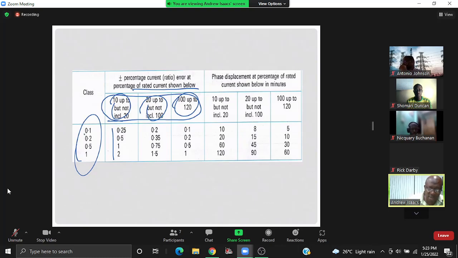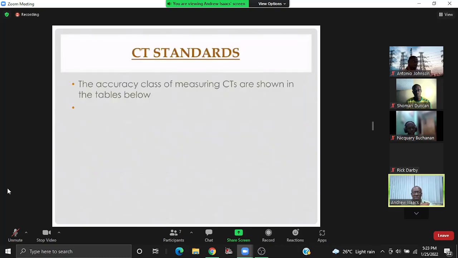What it says is that for a class 1 CT, the ratio error, the percentage ratio error, is plus or minus 0.25. If we're operating at 100% of rated current, then it's up to 0.2. So in other words, if you remember now, these are measuring CTs. These are measuring CTs.